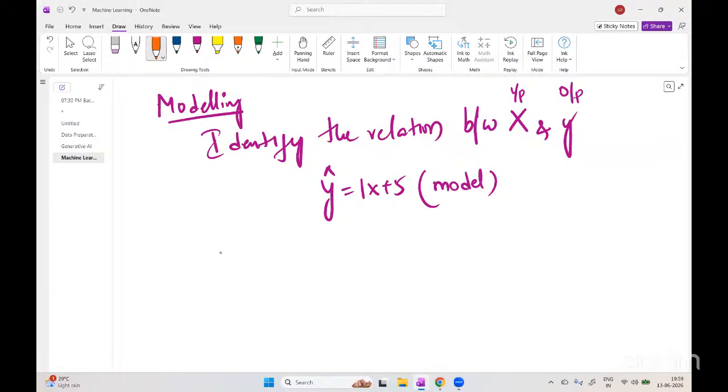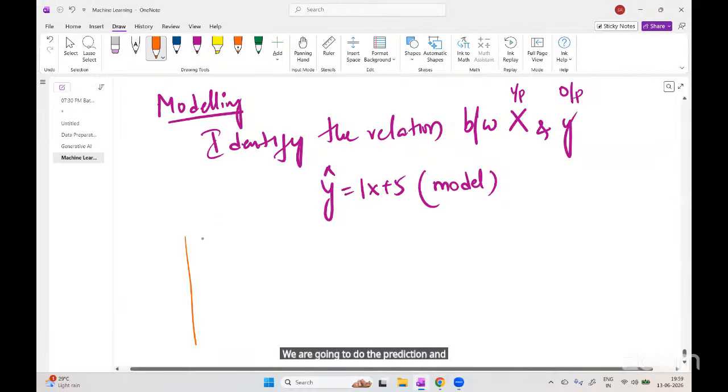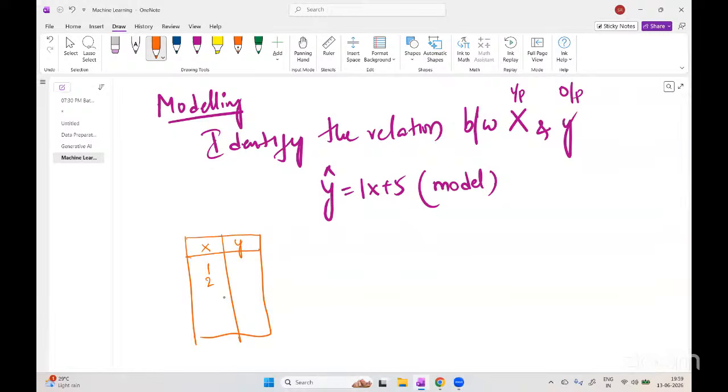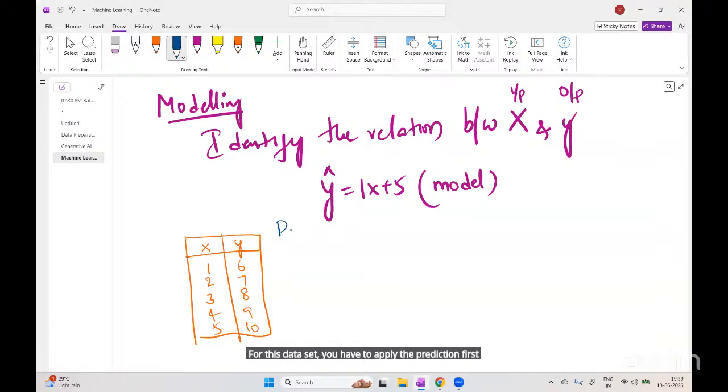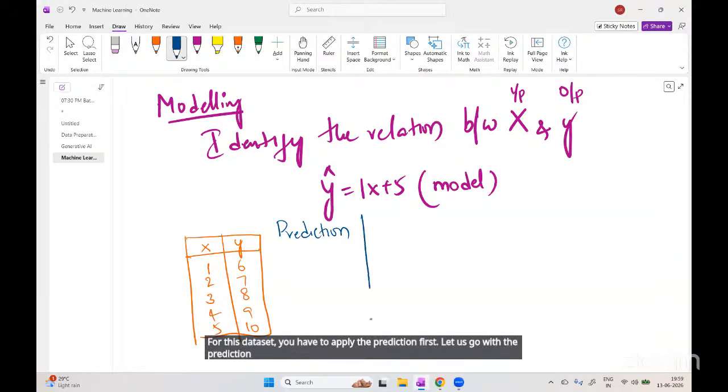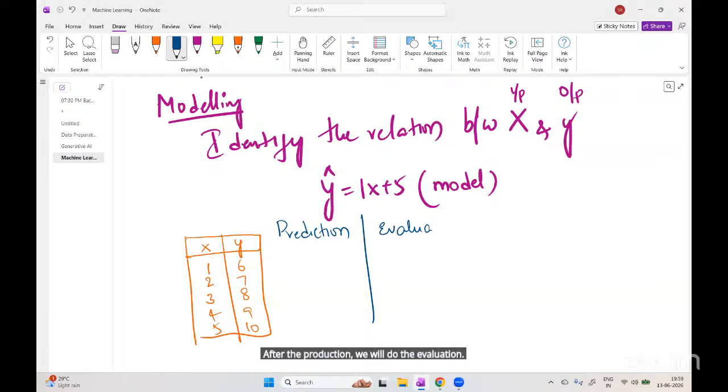Now using this model, we are going to do the prediction and evaluation. This is our data set. They have given the data set like this. For this data set, you have to apply the prediction first. Let us go with the prediction. After the prediction, we will do the evaluation. Two things we are going to do now. With that, the algorithm will be completed. We'll try another example. Let's increase the dosage of the example.